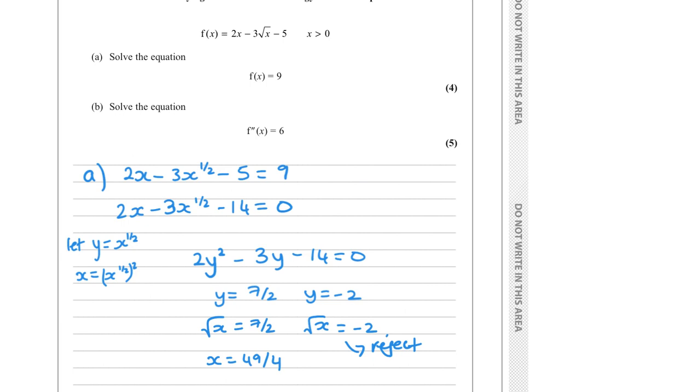Then that's done. Part B then says solve the equation f double differentiated equals 6. Okay, so I have it in index form here.